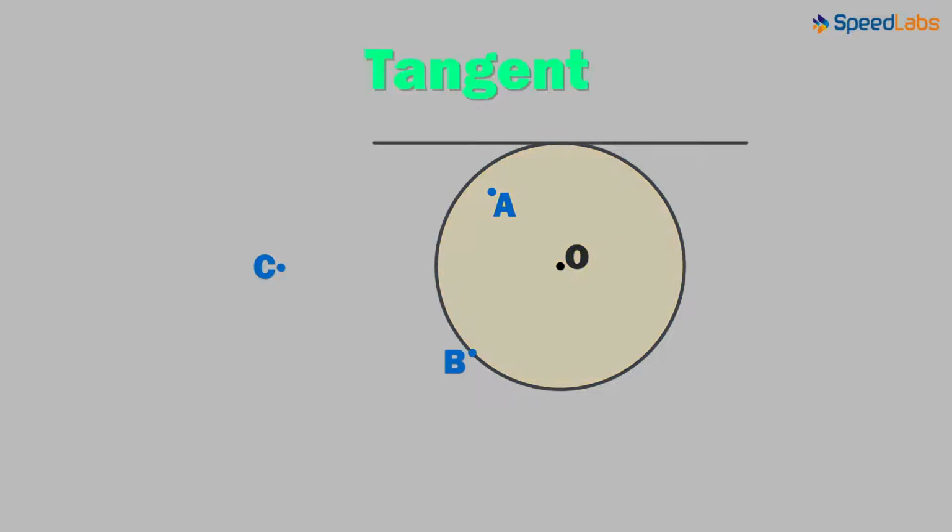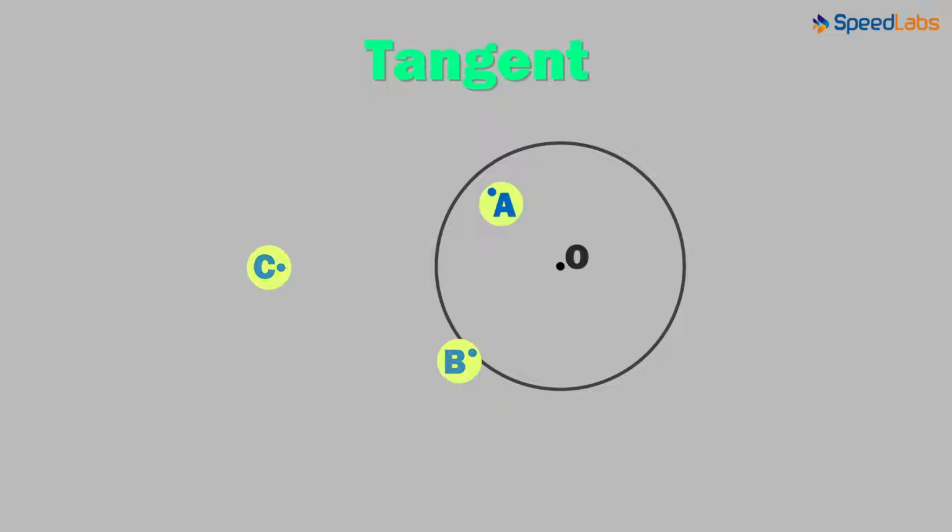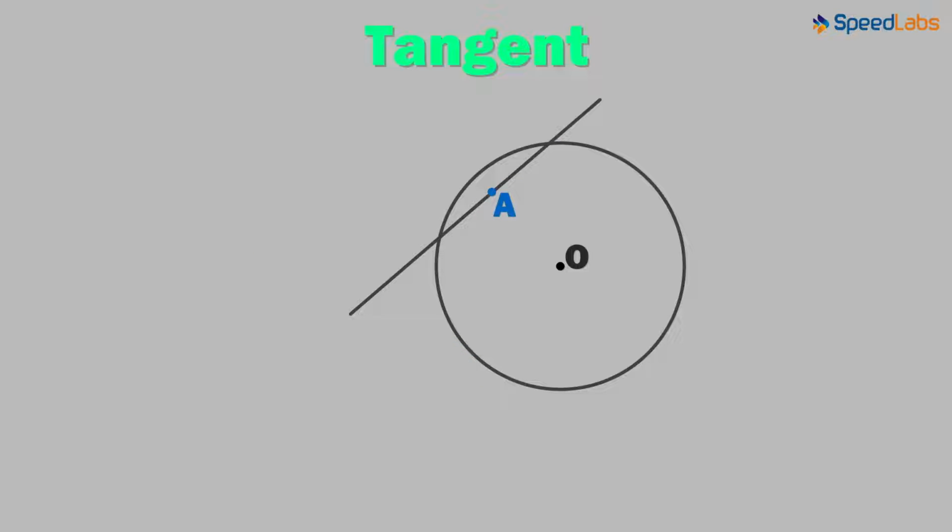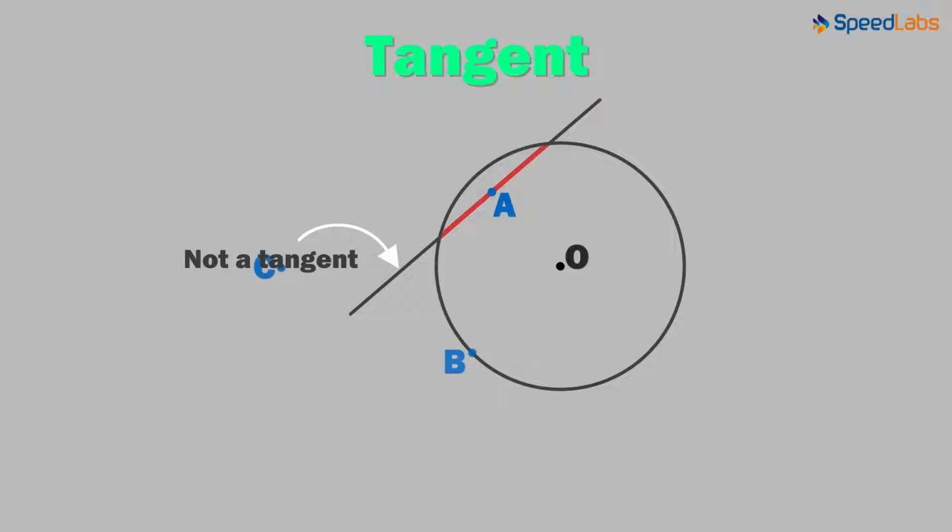Now, by knowing what a tangent is, let's try to draw tangents to the circle from these 3 points we have drawn. Let's try drawing a tangent from this point A lying in the interior of the circle. But is it possible to draw a tangent from this point here? Think and tell me. No, it's not possible. Because a tangent can never lie in the interior of the circle.